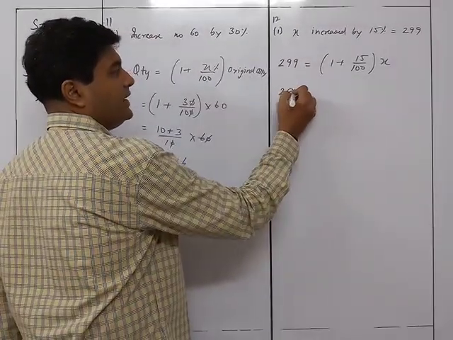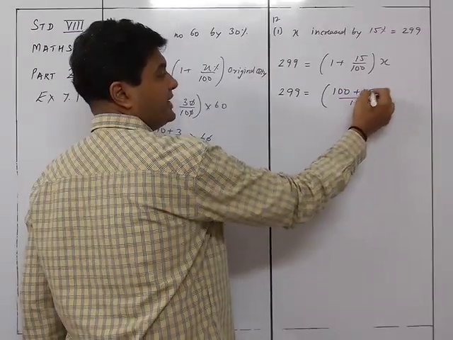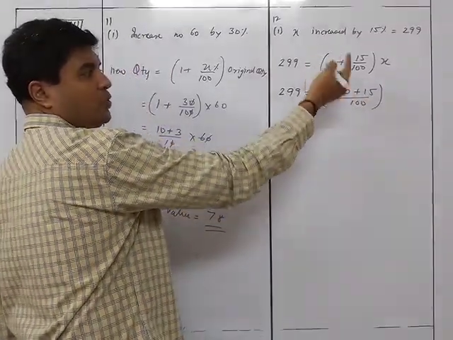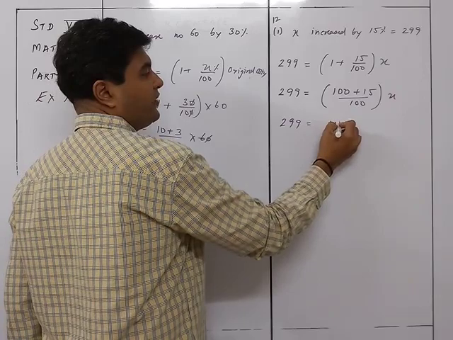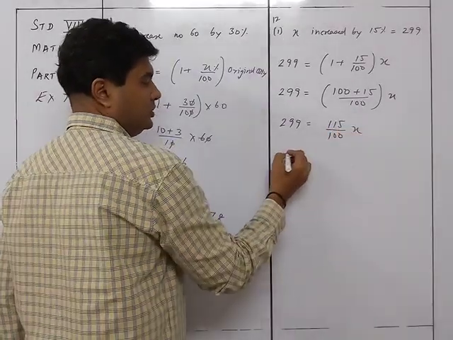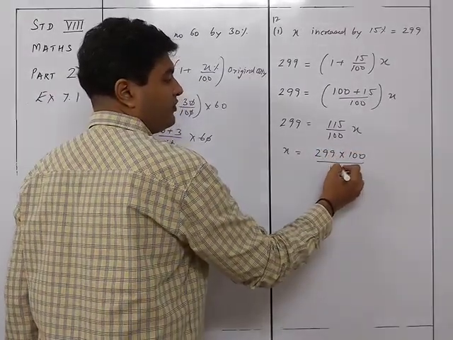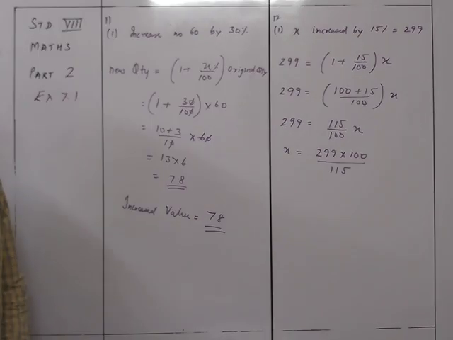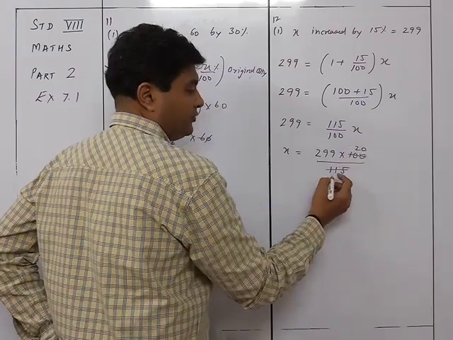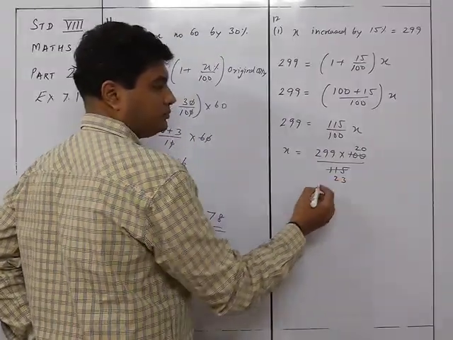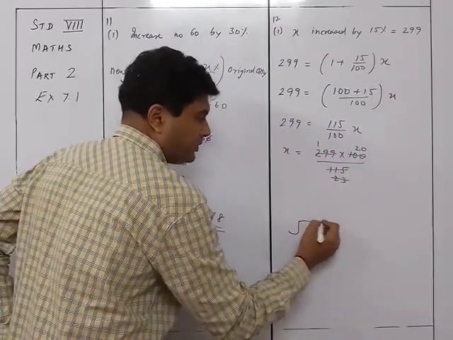So I need to find out the value of x. So here it is 299 is equal to 100 plus 15 upon 100, because the LCM is 100, because this is 1 upon 1. So it is 100 plus 15 into x. There 299 is equal to 115 upon 100 into x. So x is equal to 299 into 100 upon 115. Okay. We'll divide it by 5. And this by 23, 23 ones are 23. So we can divide. It's going to be easy.